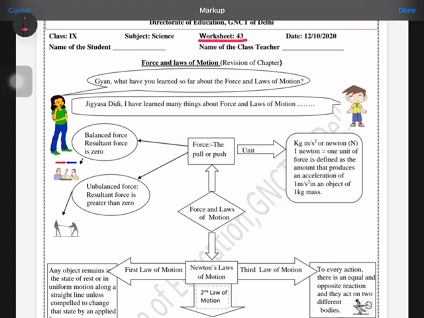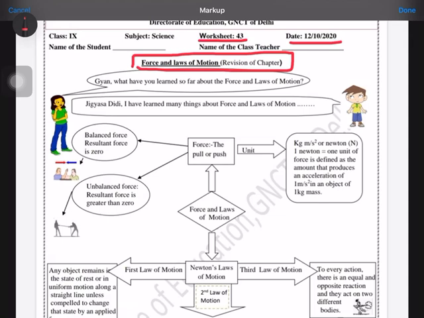To discuss your worksheet number 43 for the date 12th October. In this worksheet we are actually revising the chapter which we have completed in the last worksheet, that is force and laws of motion. In that lesson we have learned about the three laws of motion and what is force. So let's revise the lesson.